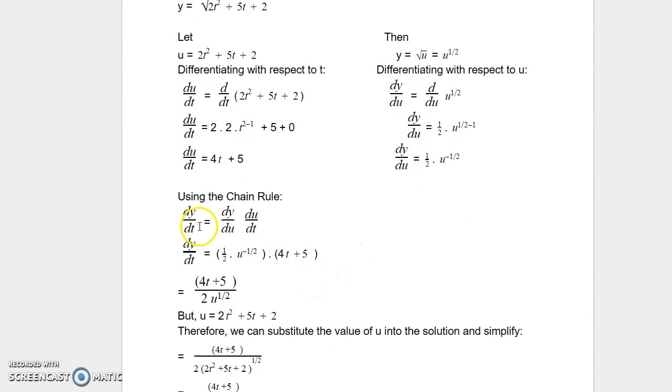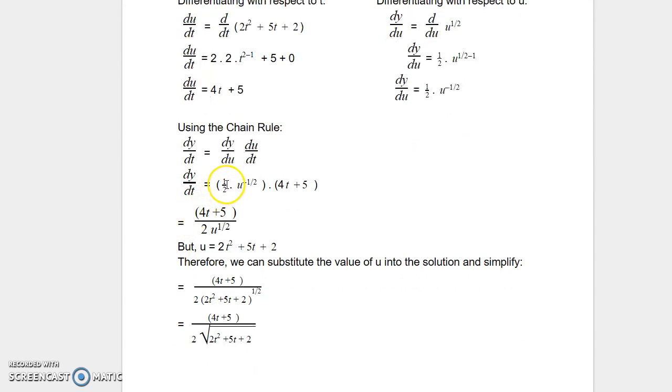Now we are ready to use the chain rule. The chain rule is stating dy by dt is equal to dy by du times du by dt. Dy by du is this quantity here, and du by dt is this quantity here. So therefore, we can write it as 1 half u to the power of minus 1 half times 4t plus 1, which is that.